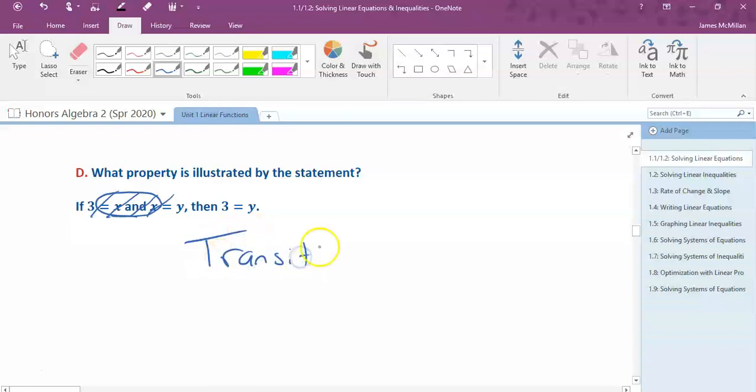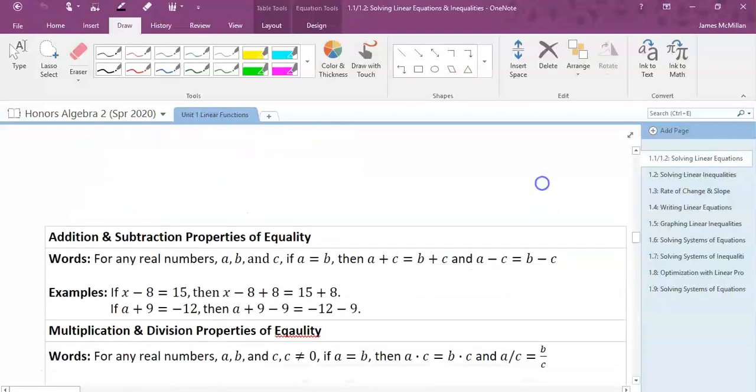Transitive. All right, and by the way, the word of the day is weekend. Again, the word of the day is weekend.